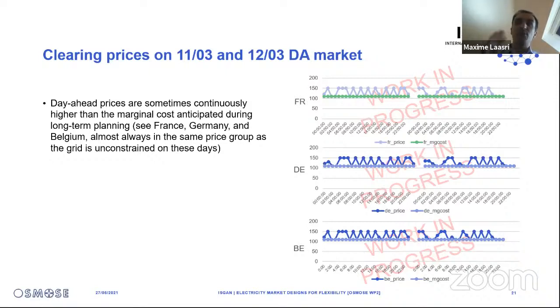But we can also see, interestingly, that France, Germany, Belgium here are always in the same price group on these 2 days, or almost always. You can see some price differences at some point, but most of the time they're in the same price group, and this is consistent with the fact that the grid is completely unconstrained on these days, but we are in March in this simulation, around mid-March.